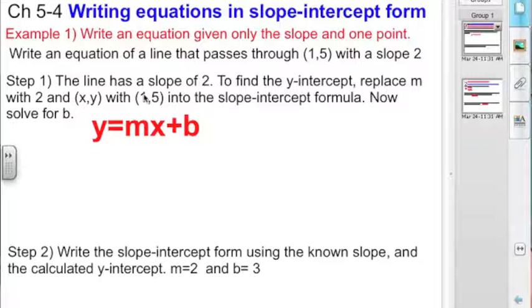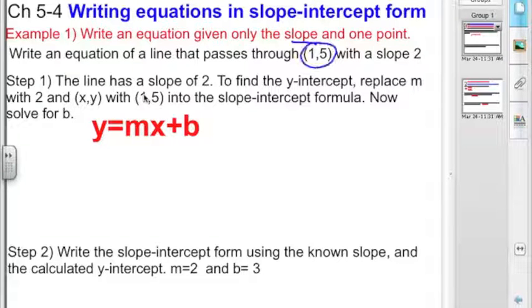Alright, now we'll be doing Chapter 5, Lesson 4, which is writing equations in slope-intercept form. Example 1, write an equation given only the slope and one coordinate. So, we want the equation of the line that passes through coordinate (1, 5) with a slope of 2.